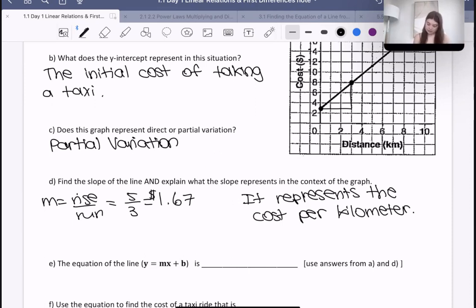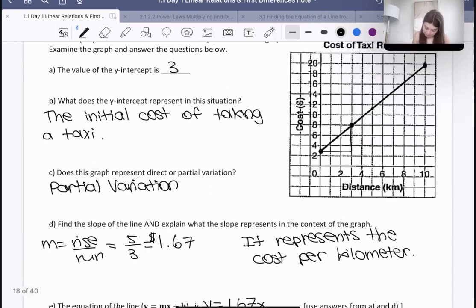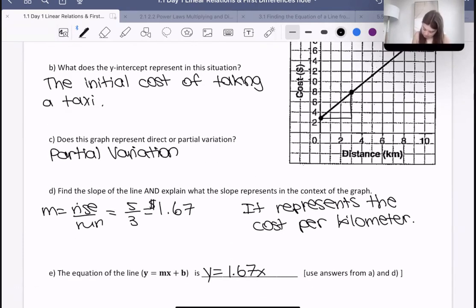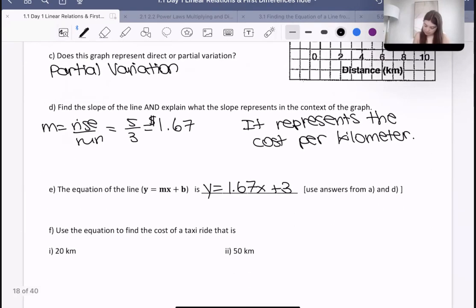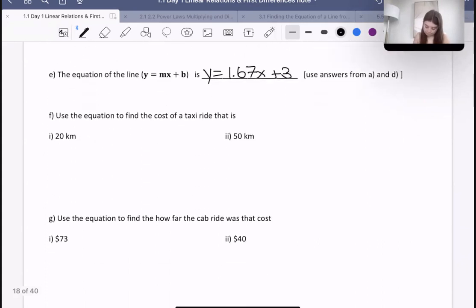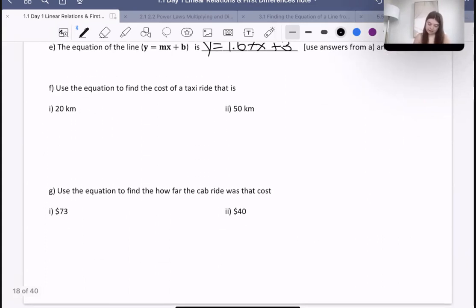Okay, so y equals mx plus b. So y is equal to 1.67x plus 3, like that. Good. All right, so then it says use the equation to find the cost of the taxi that is 20 kilometers or 50 kilometers. So let's do that. Use the equation to find the cost of a taxi ride that's 20 kilometers.